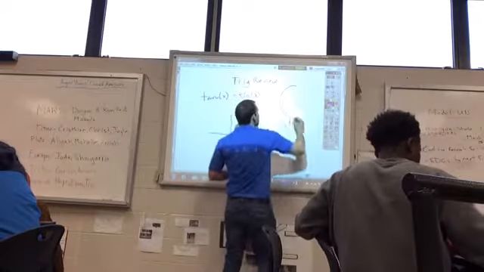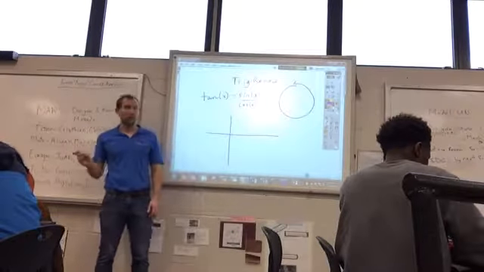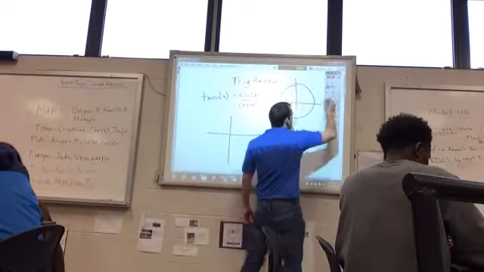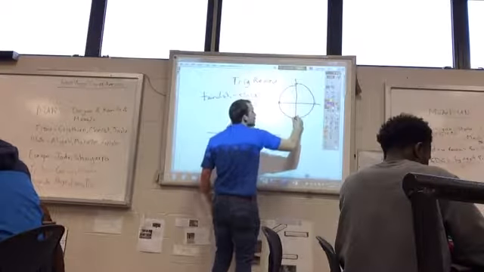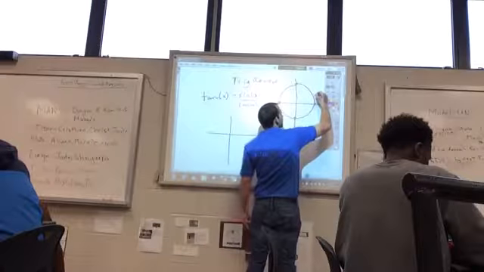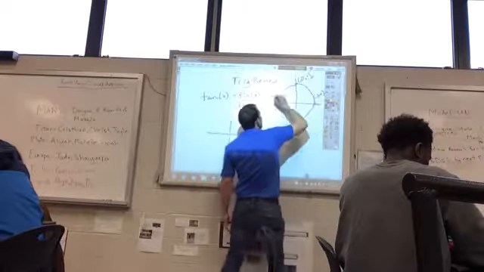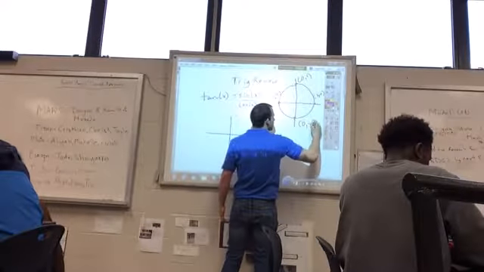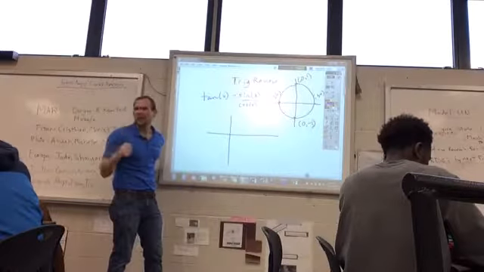Now remember, we get these graphs from the unit circle. On the unit circle, we have a couple of points that are really nice. Why are these points nice? Because they're zeros and ones. Yeah, I don't have to deal with crazy fractions and radicals. So 1, 0, 0, 1, negative 1, 0, and 0, negative 1. And I can easily find the sine and cosine at those.